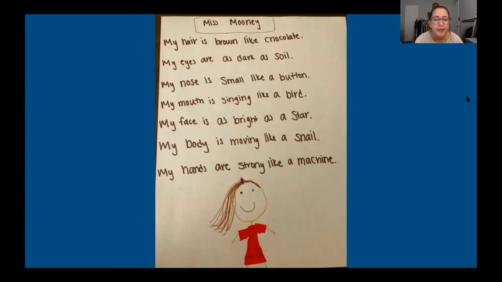And then next, I put my body is moving like a snail. So I told you earlier in this that I woke up super tired. And so all day I've been kind of slow. So I compared myself to a snail, just kind of moving along slow. And I used the word like to compare those. And then I wrote, my hands are strong like a machine. So the hands one was a little bit tricky too, trying to think of that. But I thought of strong hands and some kind of machine that makes things. And so that was the comparison I thought of. And I used the word like.